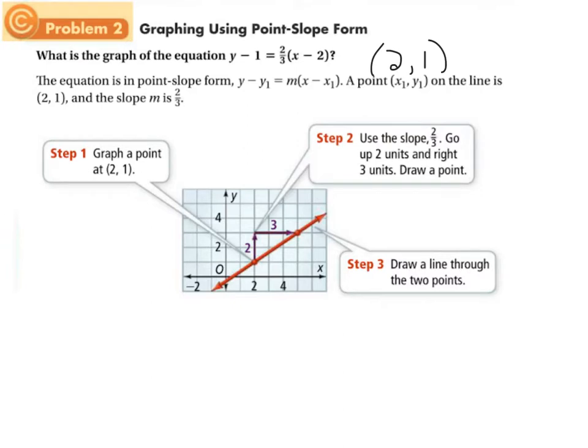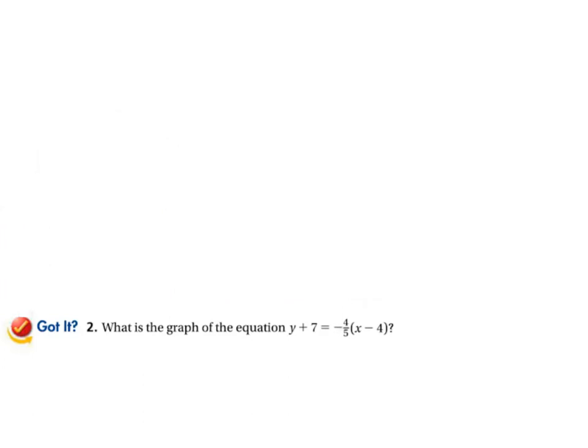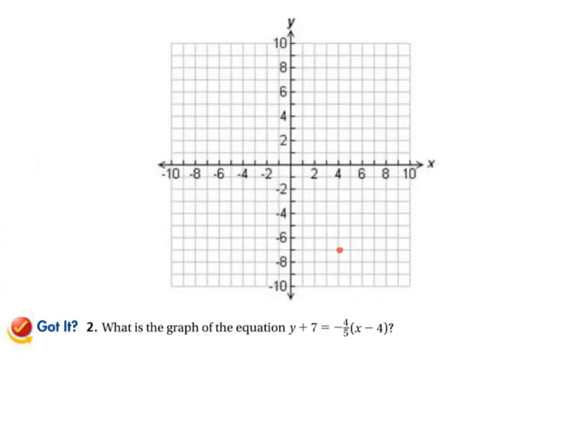Okay, so here's your got it problem. First, identify what the point is, and we will graph it in just a second. Okay, so the first thing we need to do is identify what is the point that we are starting at. What point did they use in the point slope form?